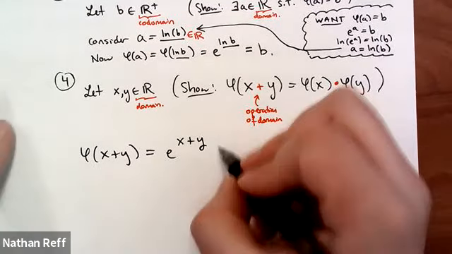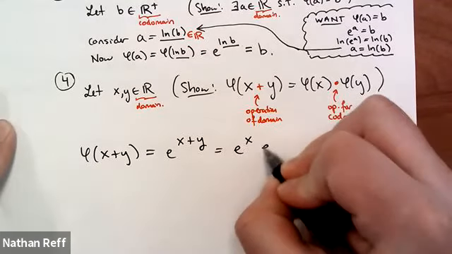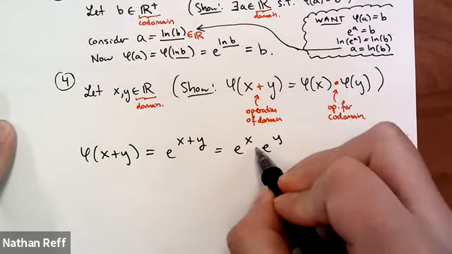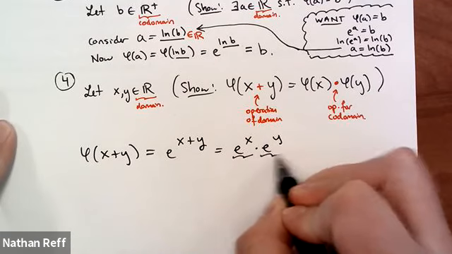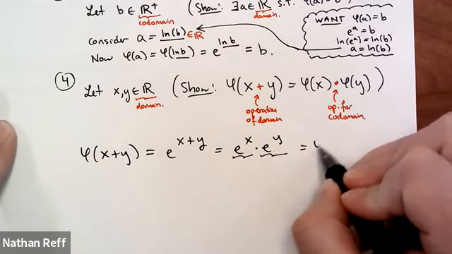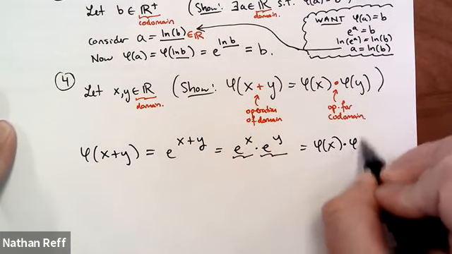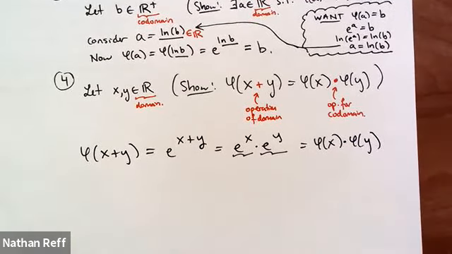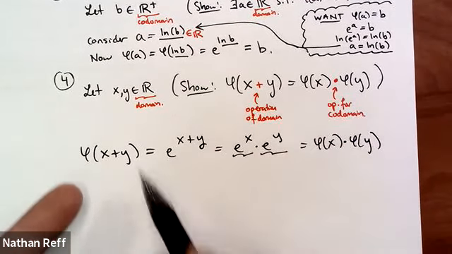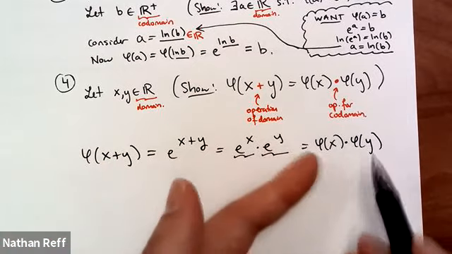Yeah, it's exactly this. This becomes e to the x, e to the y. And look, that's multiplication, right? And that right there is phi of x, and this is phi of y. So you have now verified this equation is true, right? Phi of x plus y is equal to phi of x times phi of y.